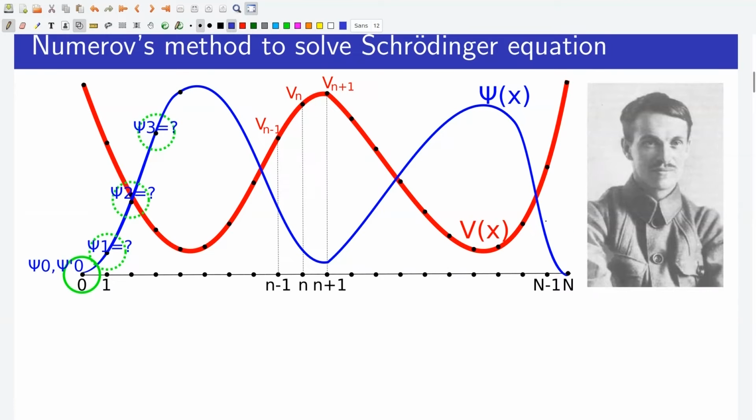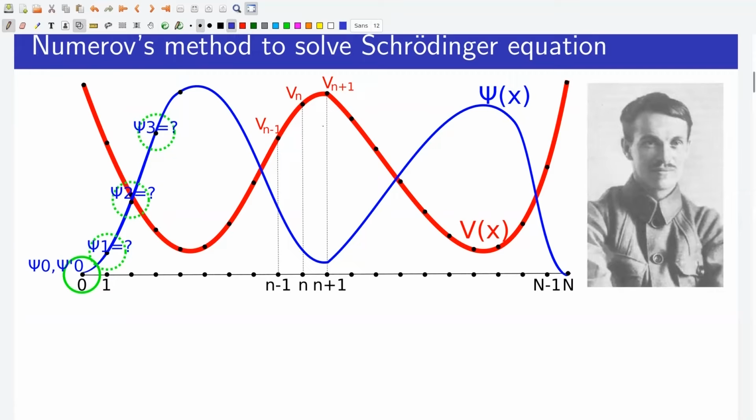The method that we are going to learn was given by Numerov. Although this is a method which can generally be used to solve any second order differential equation, our discussion will remain focused on solving the time independent Schrödinger equation.